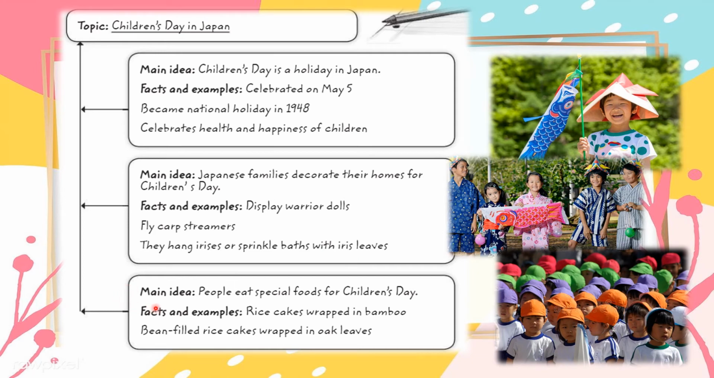Third main idea, you can talk about people eating special foods for Children's Day. So what kinds? Facts and examples would include rice cakes wrapped in bamboo and bean-filled rice cakes wrapped in oak leaves.